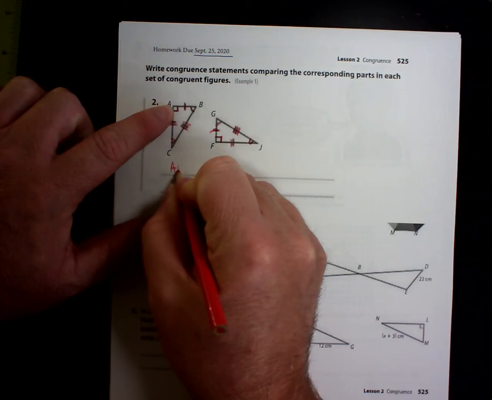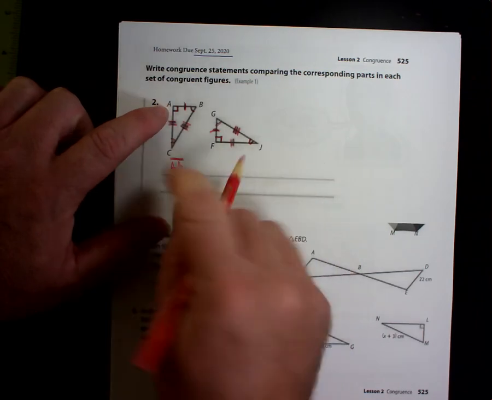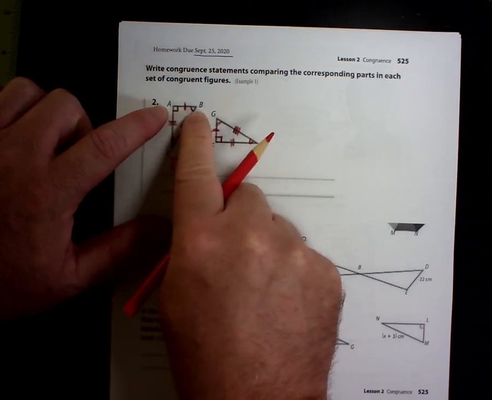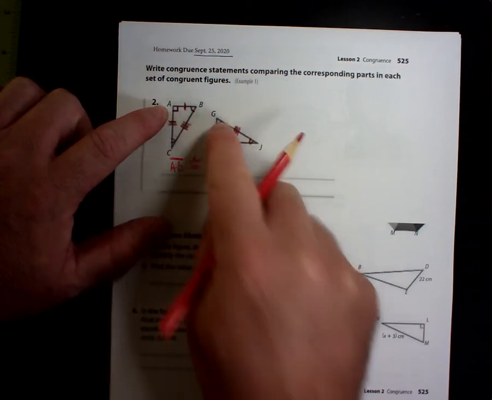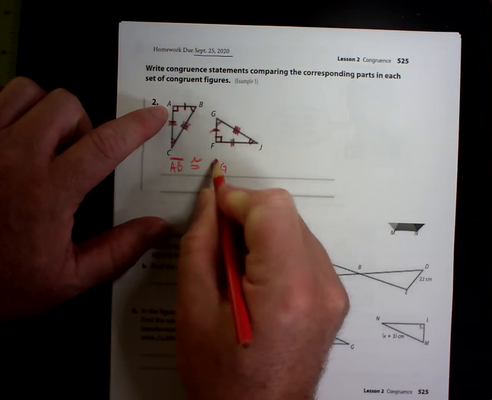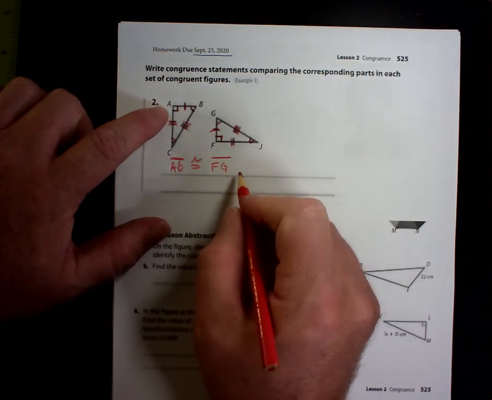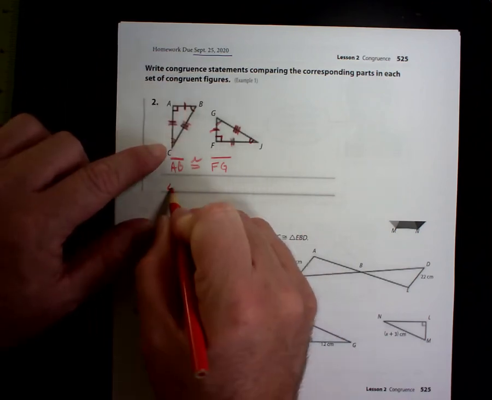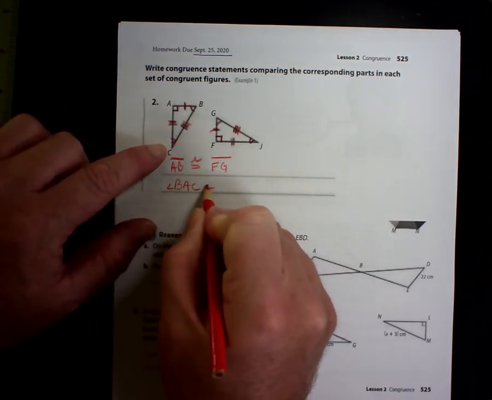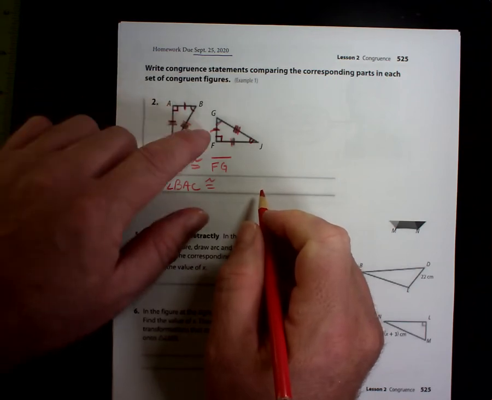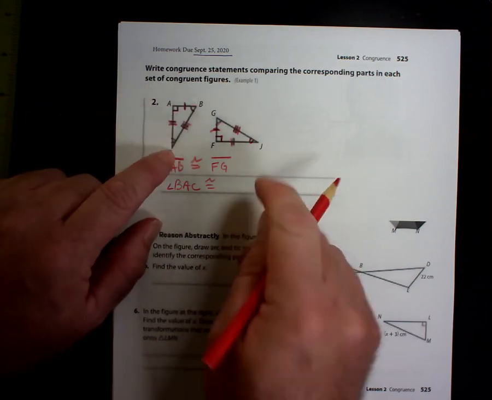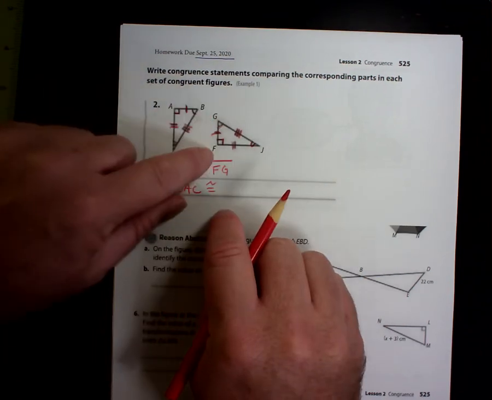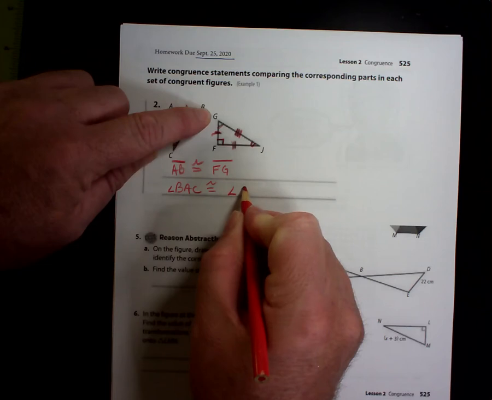We have AB. A segment has a line on top of it. The direction also has to stay in order, so FG. For this angle, if we do BAC, it's congruent to, so we went single to 90 to 2. We need to find the matching angle, which is here, single, 92, angle GFJ.